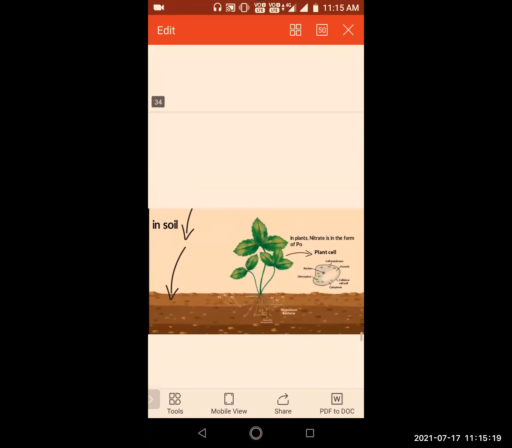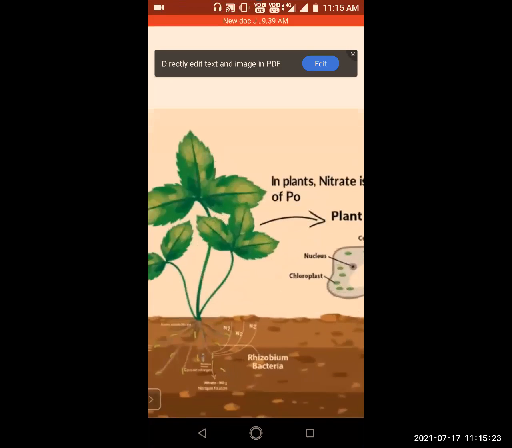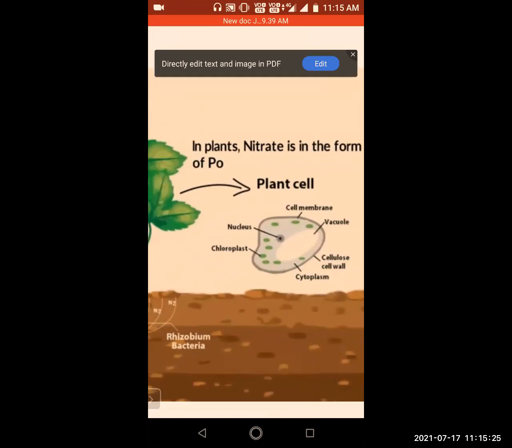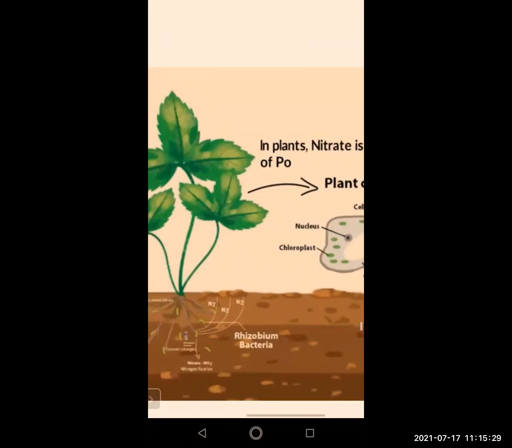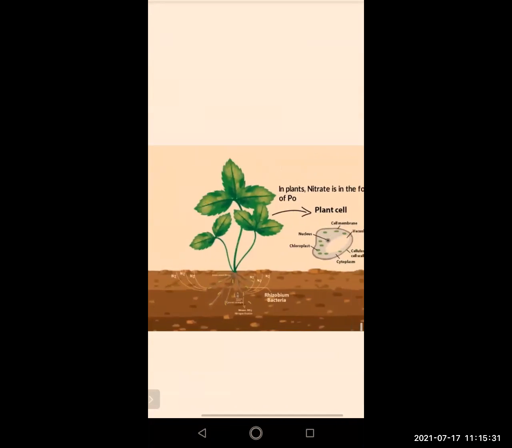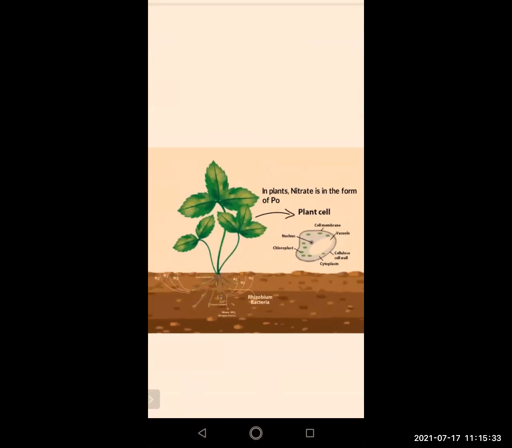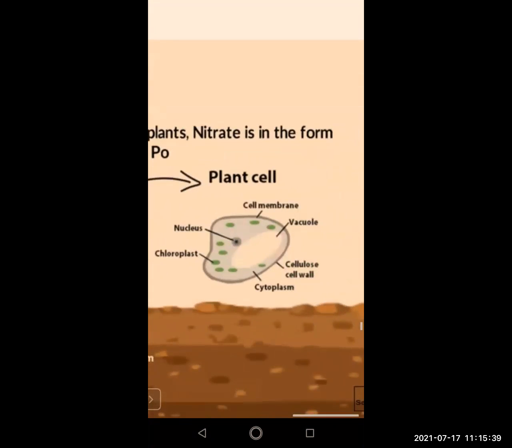Look here, students. Rhizobium bacteria plays a very important role in the fixation of nitrogen. Okay. Now, after the fixation of nitrogen, you can see that in plants, nitrate is in the form of PO. PO means here plant cell. Okay, plant cell. You can see that in the plant cell, the cell membrane, the vacuole, cellulose wall, cytoplasm, chloroplast, and nucleus. Okay.